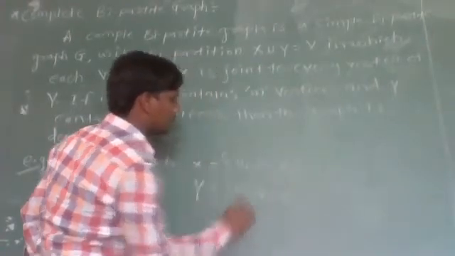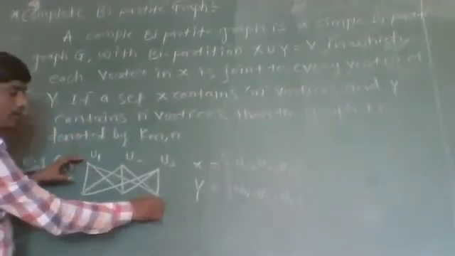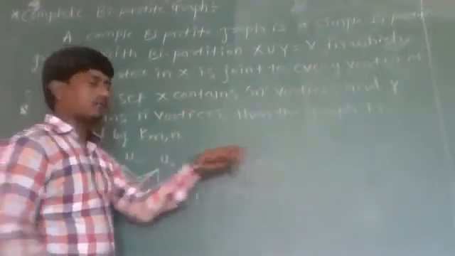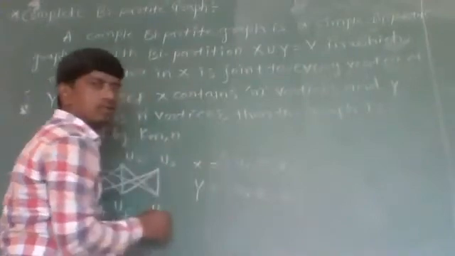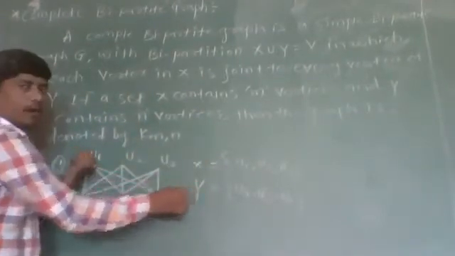So now we have to check whether this graph G is a complete bipartite graph. Now, the vertex u1 is joined to each vertex in Y. Similarly, u2 and u3 are joined to u4, u5, u6. So each vertex in X is joined to every vertex in Y. So the graph G is a complete bipartite graph.